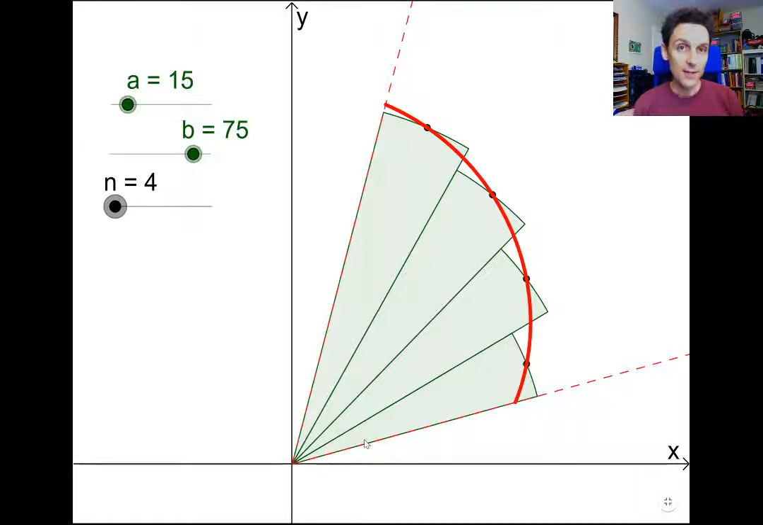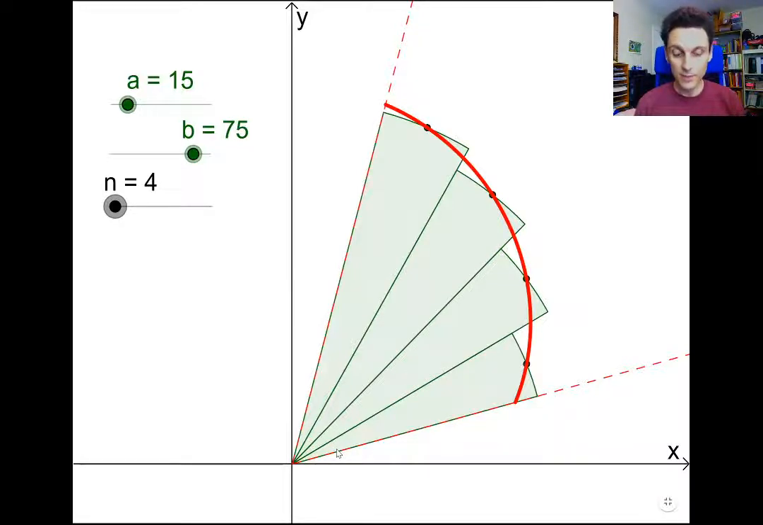Now to find that area, we're going to break up the interval of theta values. This line here represents some theta value. It's theta equals 15 degrees, and then the end of the interval is theta equals 75 degrees. So we're only looking at the polar curve from 15 degrees to 75 degrees. Most of the time we'll be working in radians, but just for the sake of this example, we're in degrees.